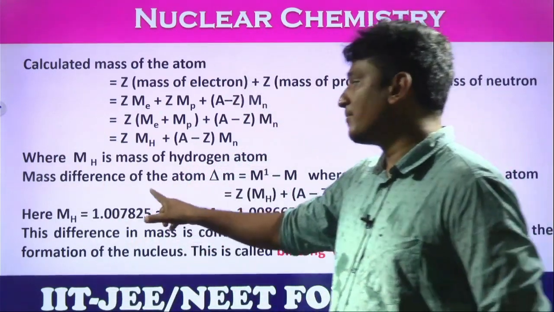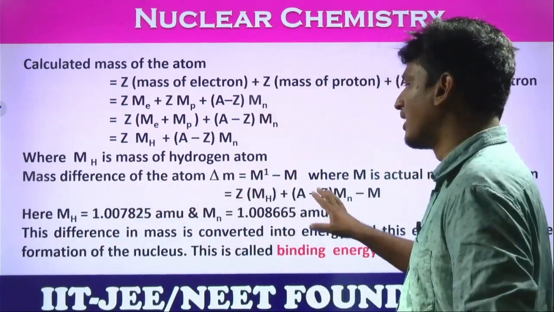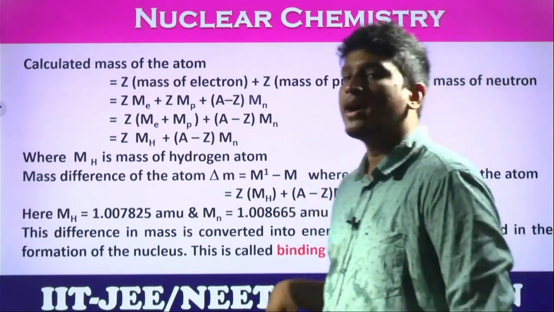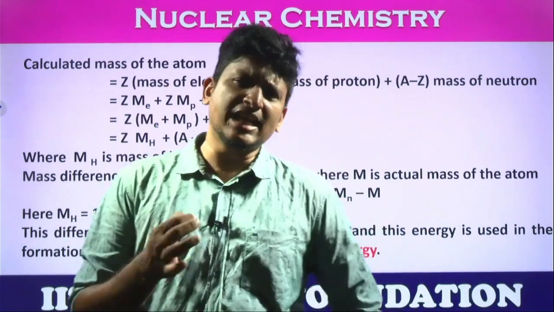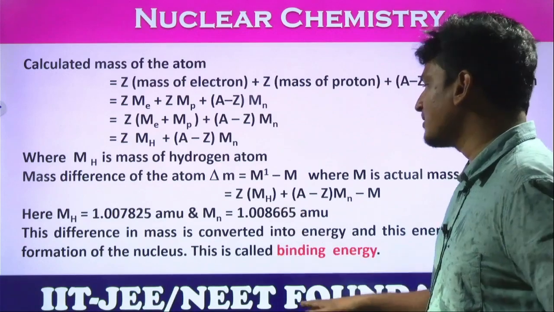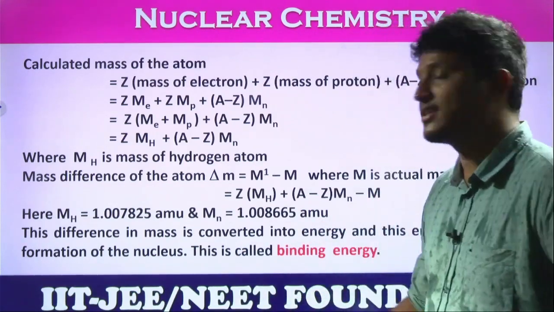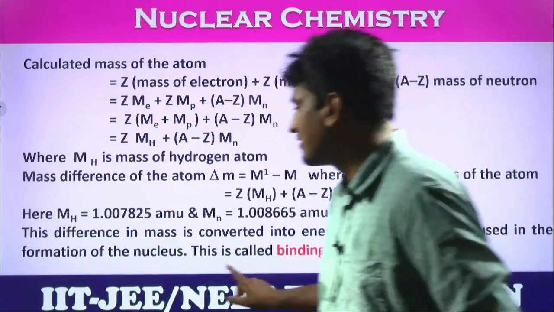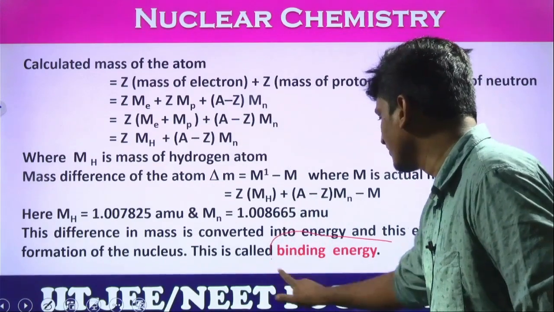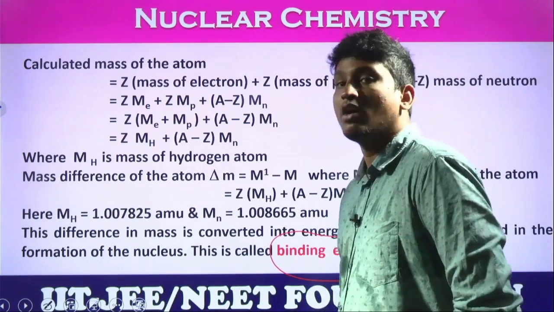That is, in AMU, the mass of one hydrogen atom, and the mass of a neutron is 1.008665 AMU. Mass of neutrons are slightly heavier than protons, students, remember. So the difference in the mass is converted into energy, and this energy is used in the formation of the nucleus. This is called, students, binding energy, one of the main points for the stability of the nucleus. What is this energy called? Binding energy.